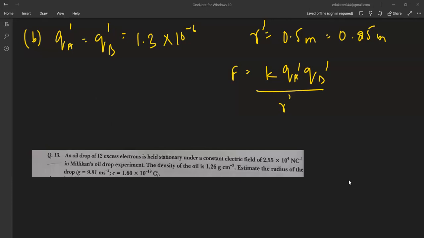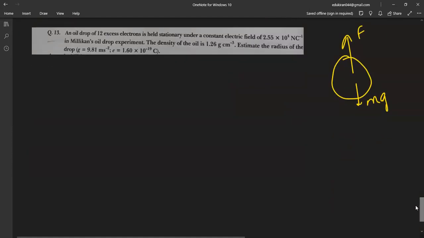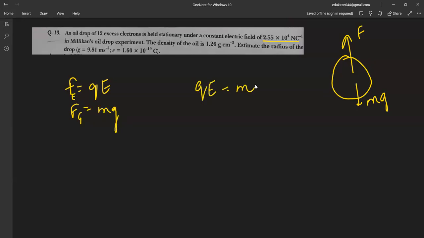See, in Millikan's oil drop experiment, whenever this experiment comes, always remember, he equated the electric force with the gravitational force. This was an experiment which he conducted. So everywhere you will find this. To estimate the amount of electrons, he did a certain experiment using an oil drop. So this is always fixed in that. Force is equal to this. Now, what is force equal to in terms of electric field? Right now we have electric field information. So we will not use Coulomb's law directly. We'll use Q into E. This is the electric force. Gravitational force is equal to mg. So QE is equal to mg.